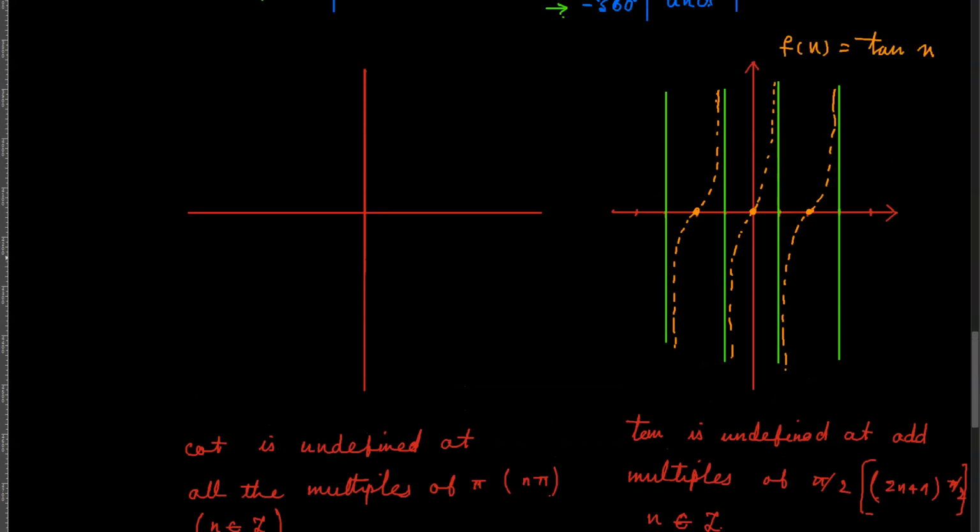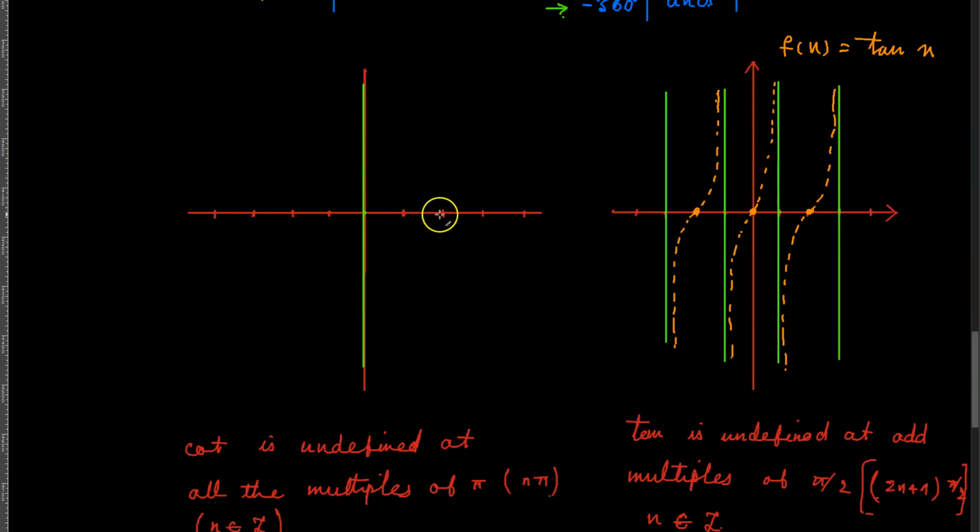Meaning that you can imagine that you have pi by 2 over here. You have pi, you have 3 pi by 2 and 2 pi, and then you have again negative pi by 2, negative pi, negative 3 pi by 2, negative 2 pi. And then first of all, at 0, the function is not defined because it's a multiple of pi. So you get one of those asymptotes right on the vertical axis.